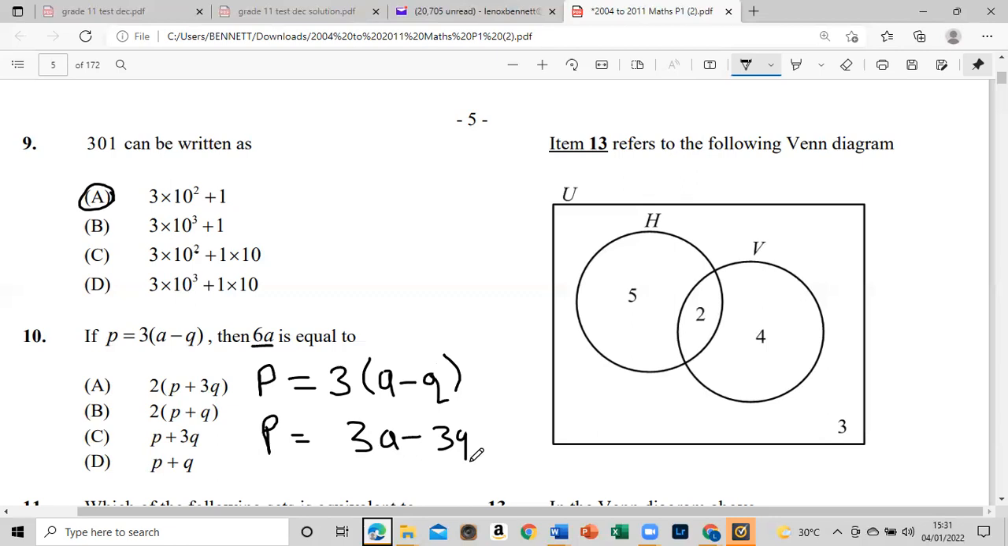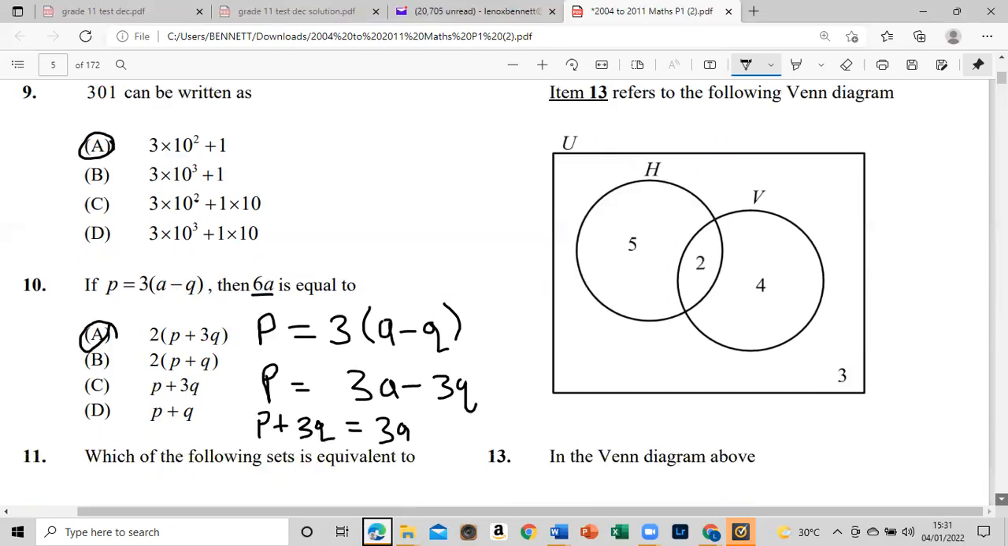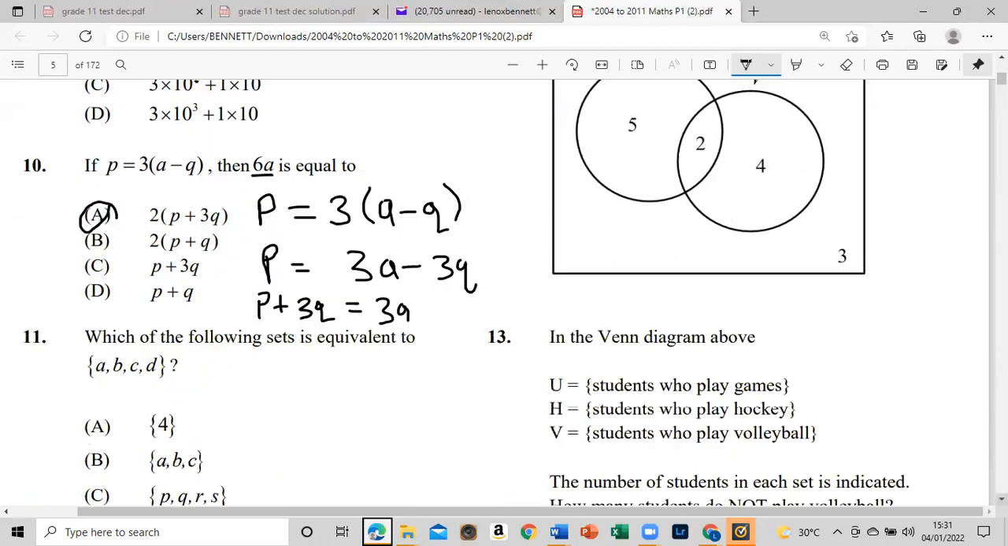So we have P plus 3Q. That will be 3A, right? But with 6A, double 3A. So it would be this. Hope you guys get the understanding. I almost thought it was a crazy question one time. I wrote it on another paper.